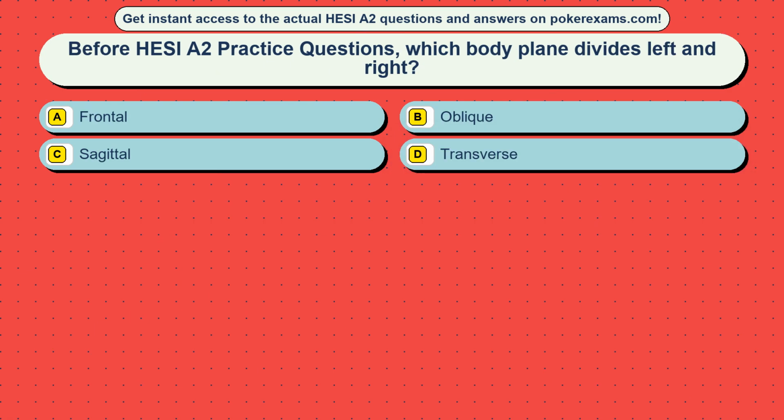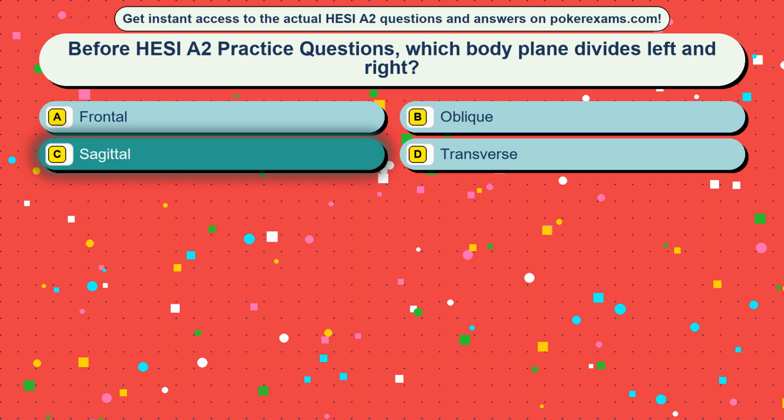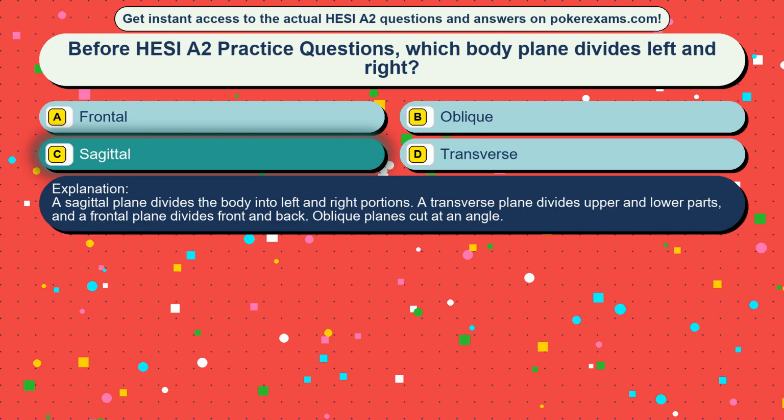Question 15. Before HESI A2 practice questions, which body plane divides left and right? Option A, frontal. Option B, oblique. Option C, sagittal. Option D, transverse. The correct answer is option C, sagittal. A sagittal plane divides the body into left and right portions.